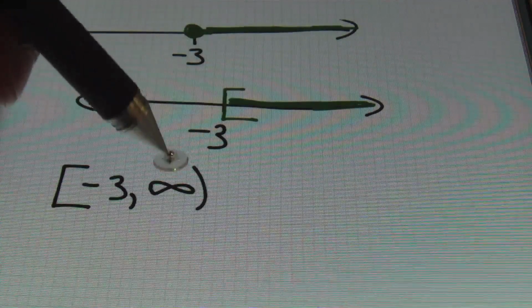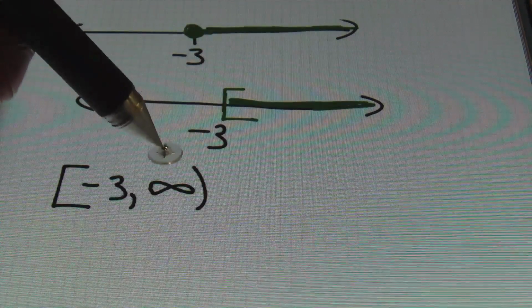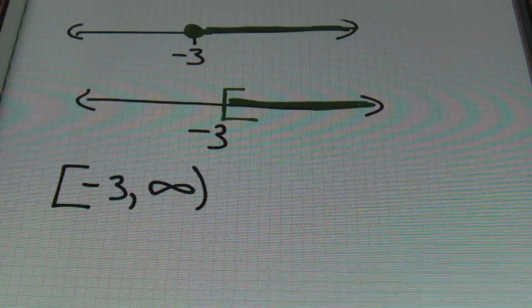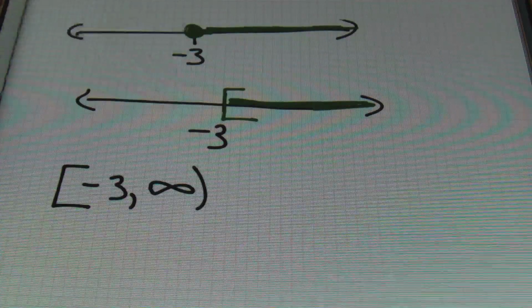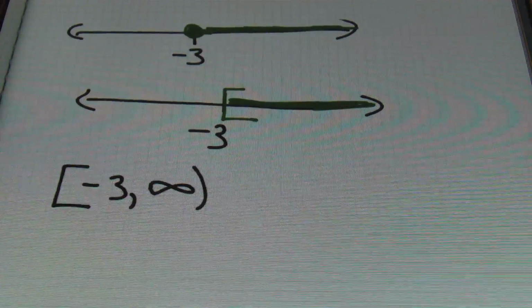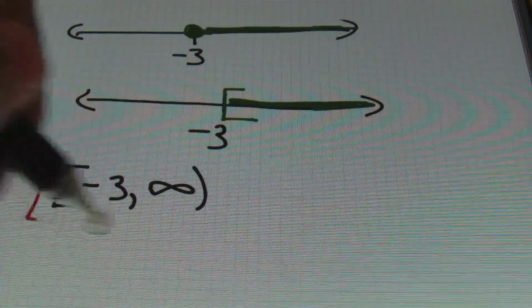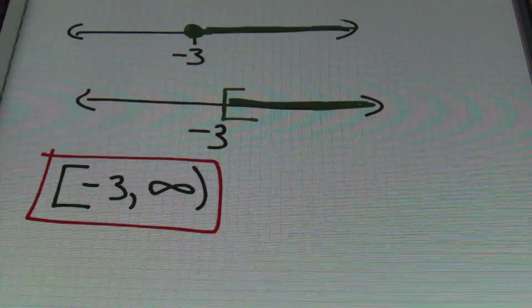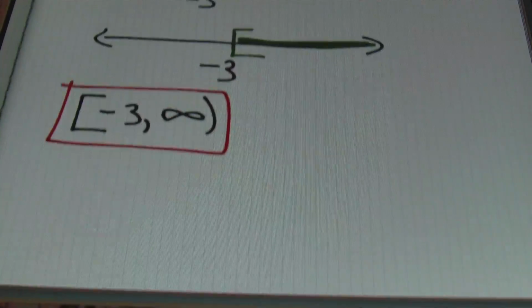All right. And remember, you're always going to express infinities with parentheses. Never use brackets with infinities, whether it's negative infinity or positive infinity, for any reason. All right. So that's the answer in interval notation. Okay, great. Next, we want to look at set builder notation.